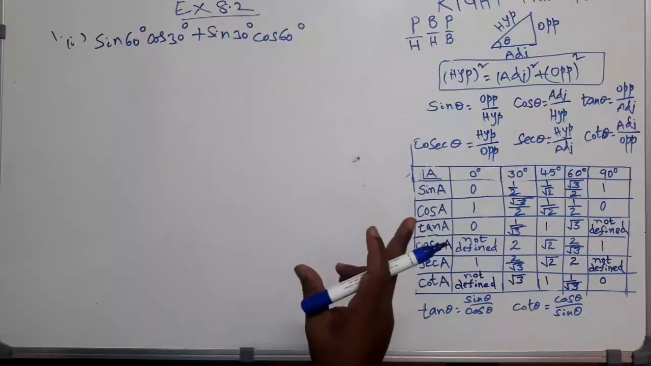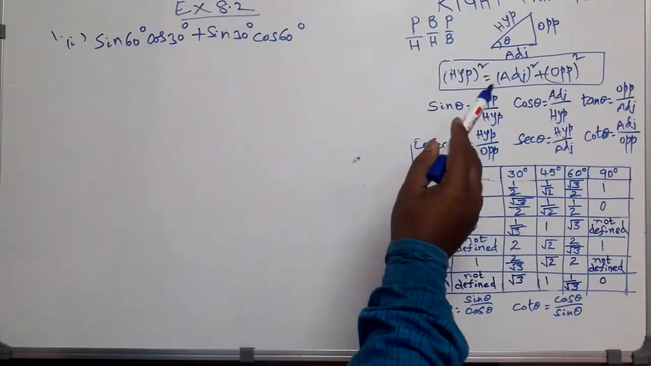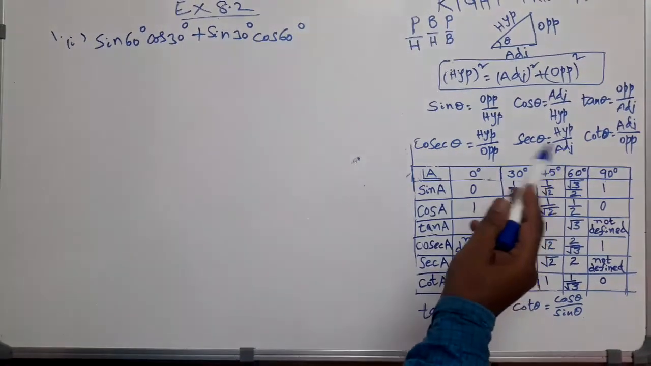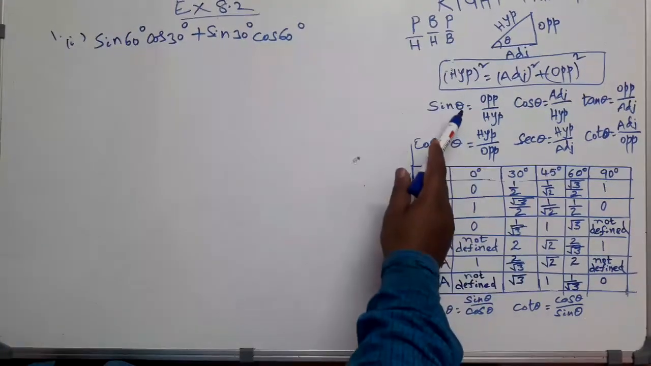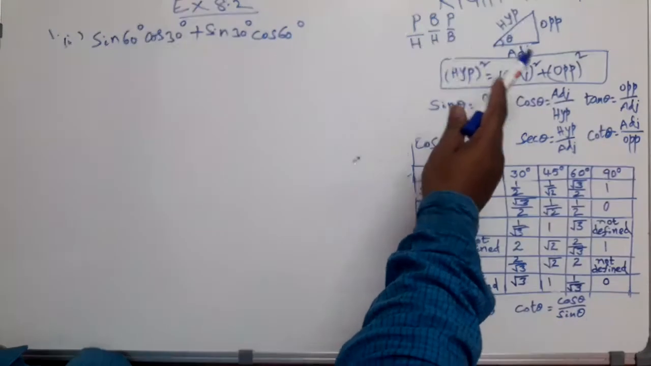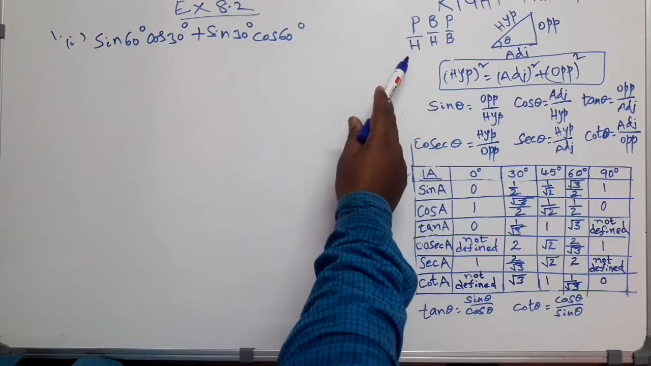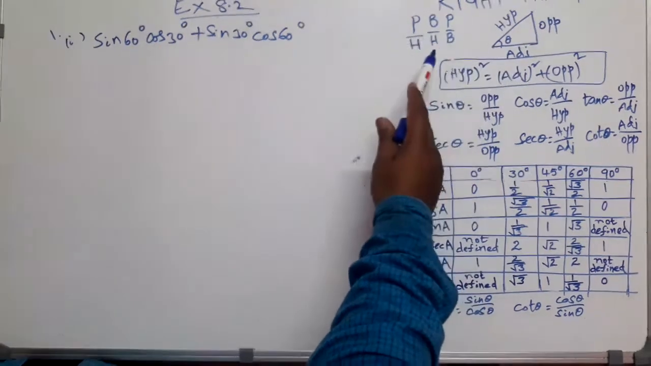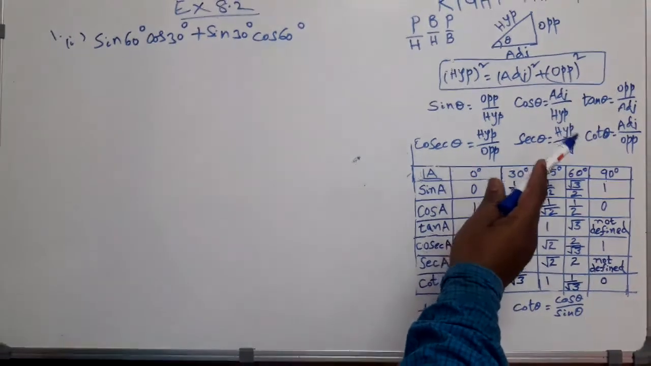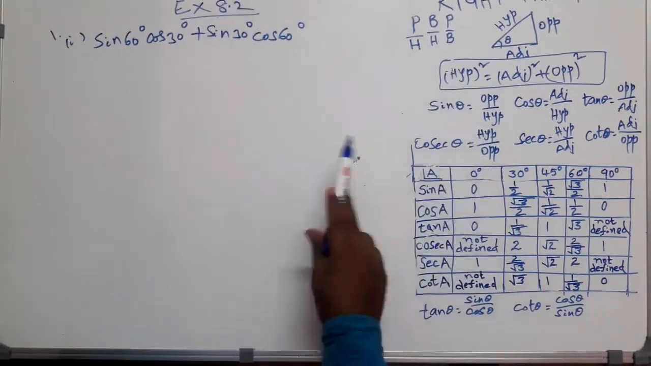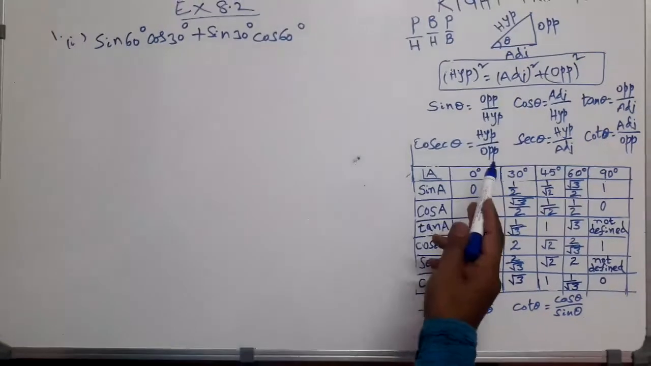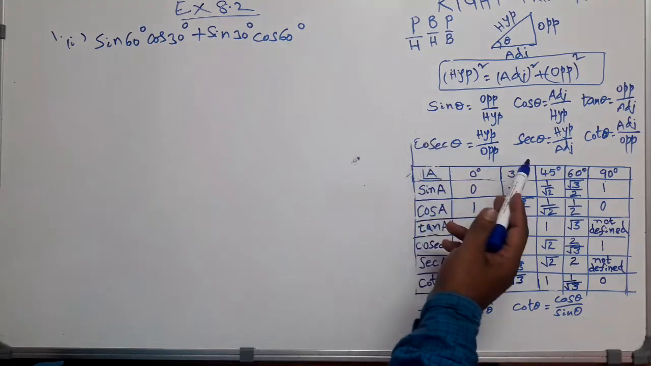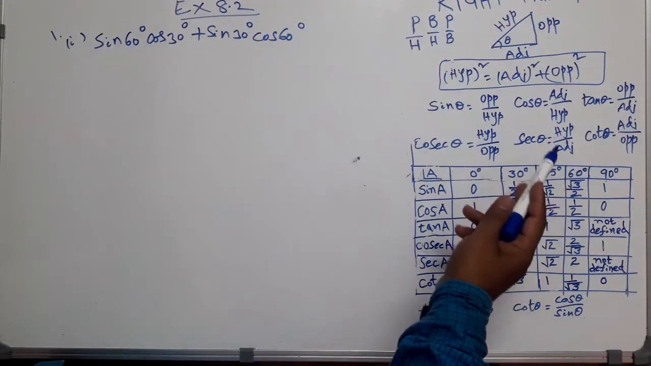This is a right angle triangle. This is the Pythagoras theorem. There are 6 trigonometric ratios: sin theta, cos theta, tan theta, cosecant theta, secant theta, cot theta. Sin theta is opposite by hypotenuse or perpendicular by hypotenuse. Cos theta is adjacent side by hypotenuse or base by hypotenuse. Tan theta is opposite by adjacent side or perpendicular by base. Cosecant theta is the reciprocal of sin theta, secant theta is the reciprocal of cos theta, cot theta is the reciprocal of tan theta.